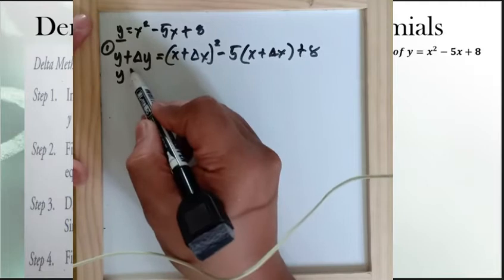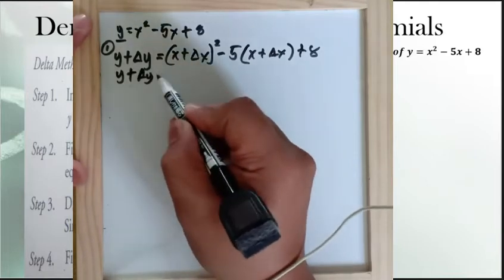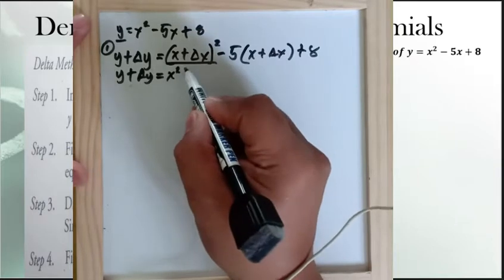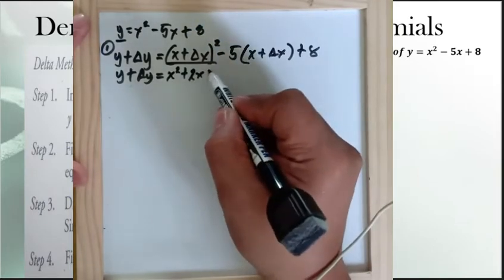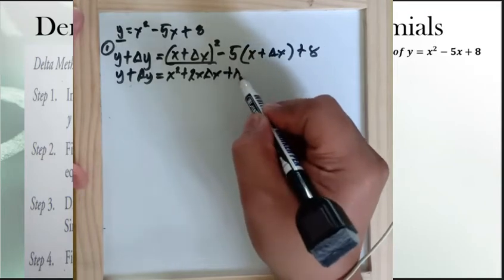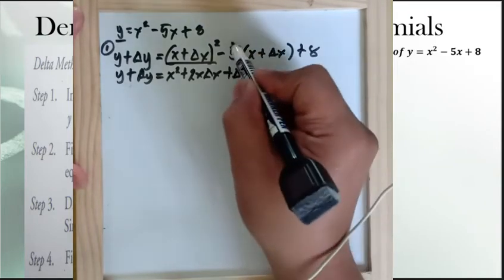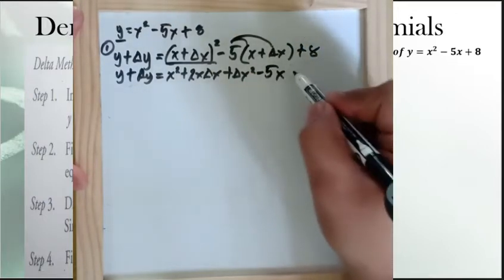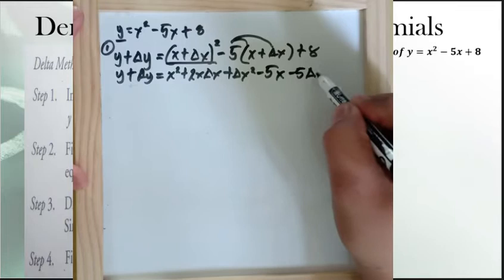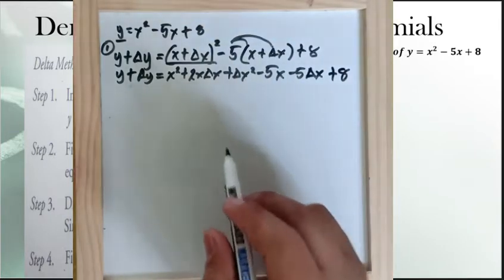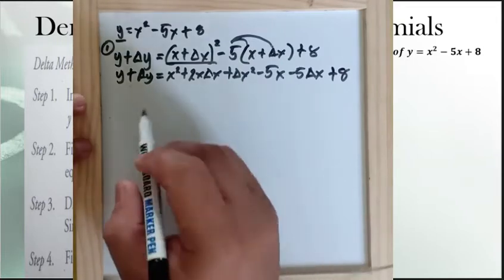So here, y plus delta y, just copy it. Expand this form. So we have x squared plus 2x delta x plus delta x squared, positive. Distribute 5 inside the parentheses. We have negative 5x, negative 5 delta x, plus 8. Okay, we are now done in step number 1.